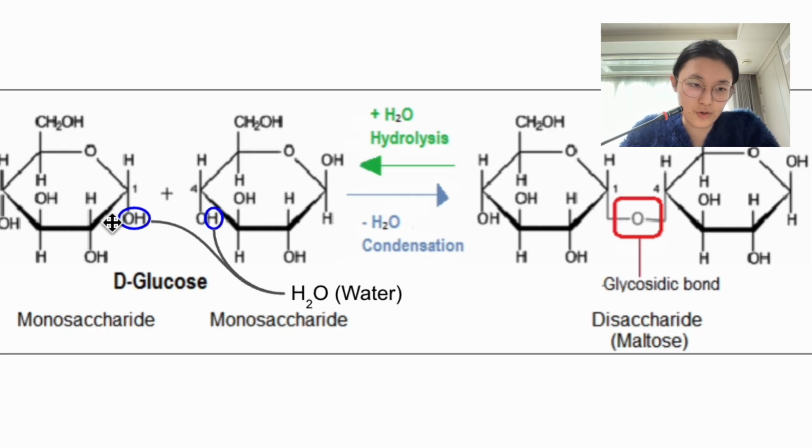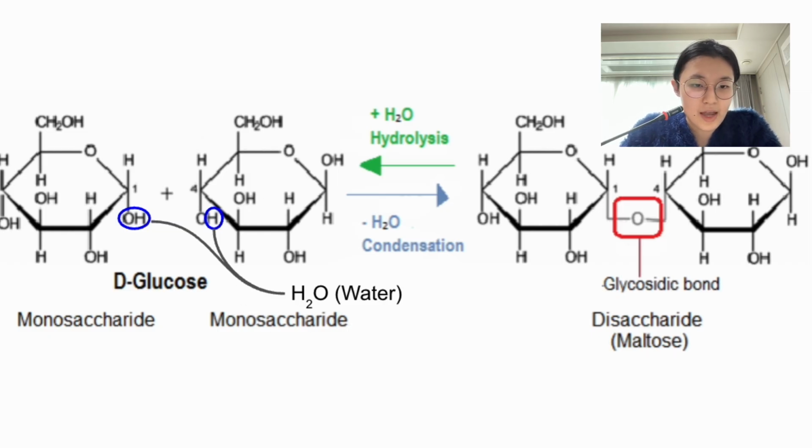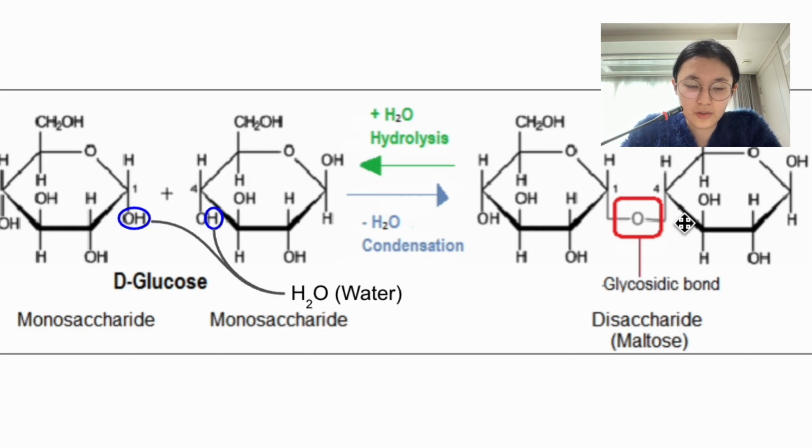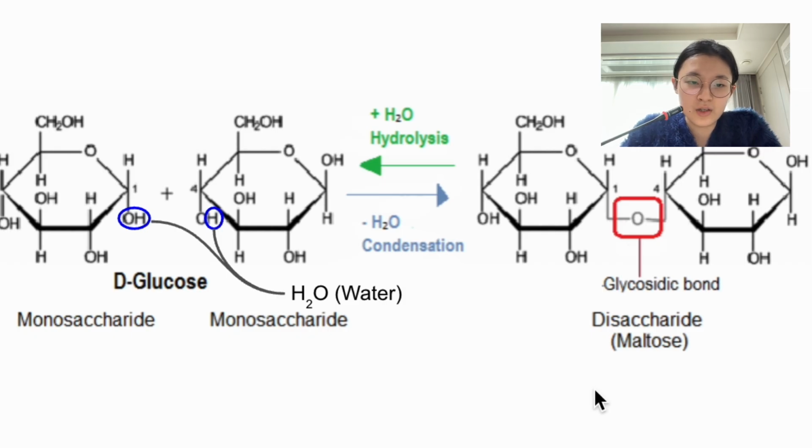The OH group, the hydroxyl group of 1 monosaccharide, is removed with another hydrogen from another monosaccharide, removed all together to form water, and this in turn forms a glycosidic bond linked by a single oxygen atom to form a disaccharide, which in this case is maltose.